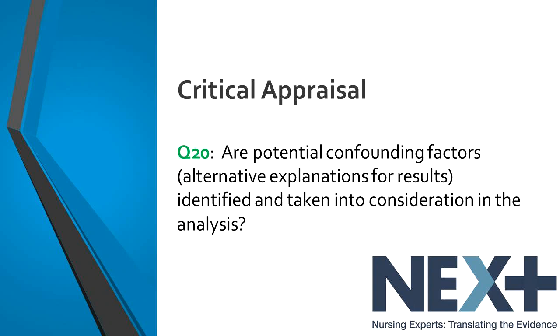Welcome back to the NExT Appraisal Tool modules. In this module, we will be discussing question number 20. Are potential confounding factors identified and taken into consideration in the analysis? Authors will typically provide this type of information in the analysis or results section of an article.